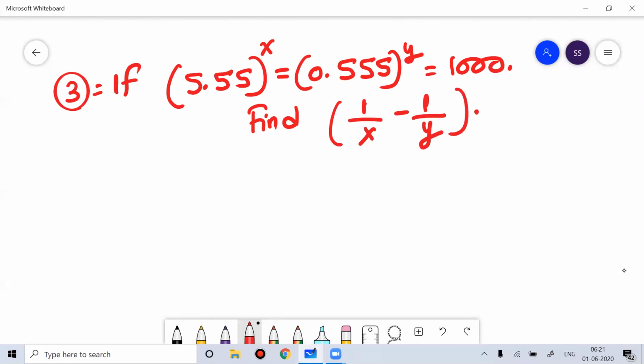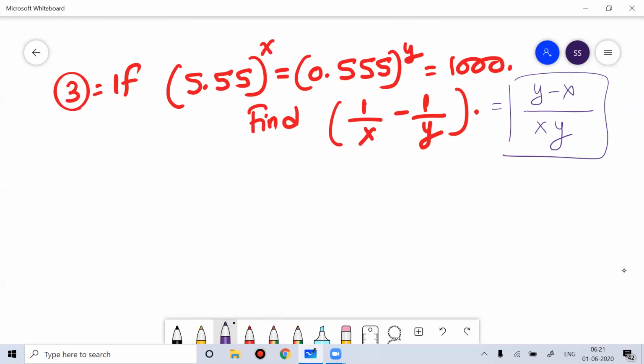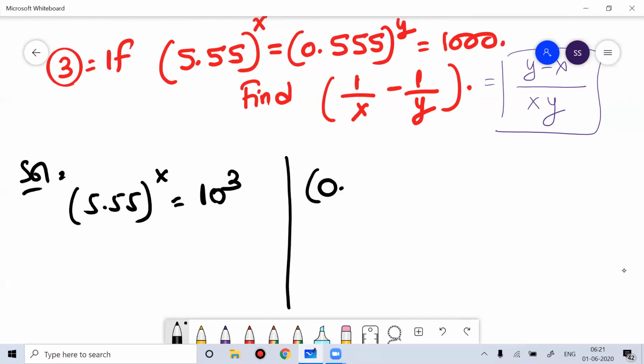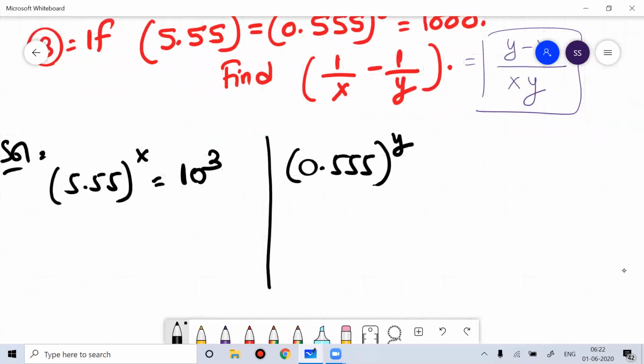Okay, let's solve this question. So I can write this, 1 by x minus 1 by y, ultimately I have to find y minus x by xy. That I need to find ultimately. So let's try to solve this question. You can write 5.55 to the power x equal to 1000, means 10 to the power 3. 0.555 to the power y is equal to 1000, means 10 to the power 3.